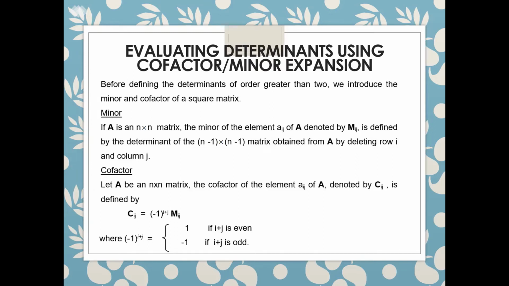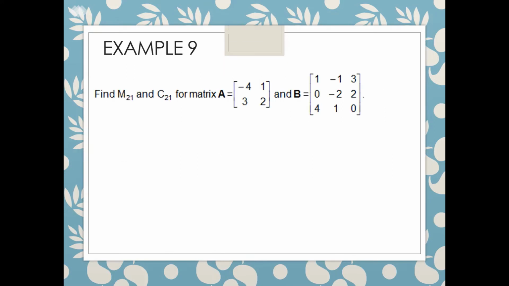Negative 1 to the power of even number is equal to 1, and negative 1 to the power of odd number is equal to negative 1. Refer to example 9. Find minor 2, 1 and cofactor 2, 1 for the following matrices A and B.